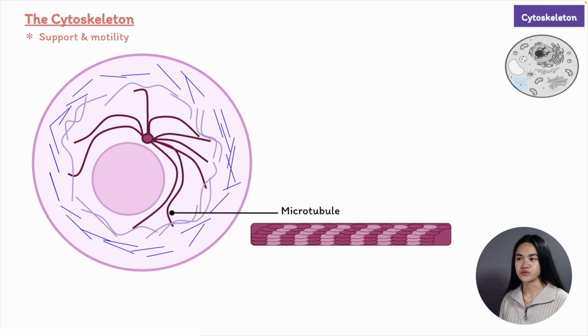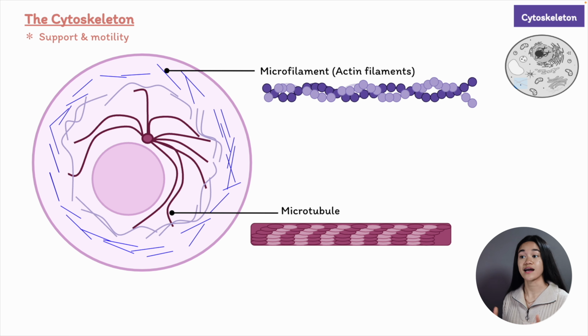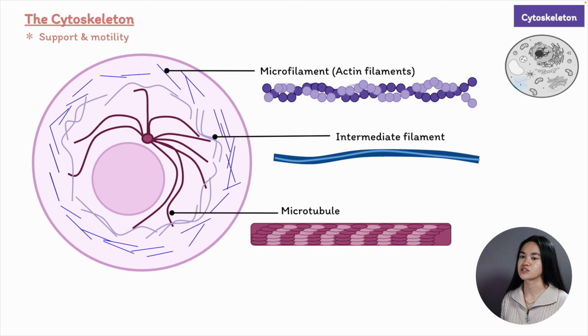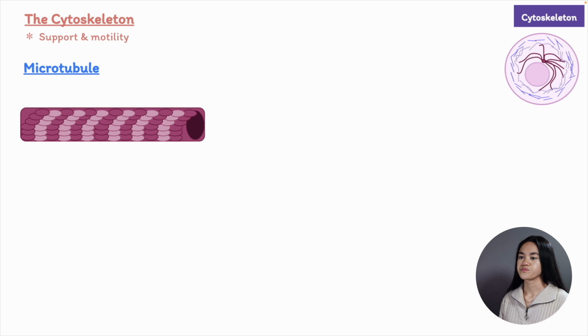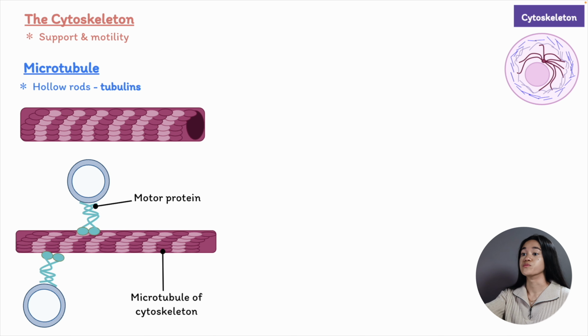Let's look at the three primary types of fibers that make up the cytoskeleton. We have microtubules, which are the thickest of the three types, microfilaments, also known as actin filaments, and they are the thinnest, and then we have the intermediate filaments. Starting with microtubules, microtubules are hollow rods made up of globular proteins called tubulins that are found in all eukaryotic cells. They form and support the cell as well as serve as tracks for organelles with motor proteins to travel along, okay? So here we have motor proteins that travel along the microtubule.